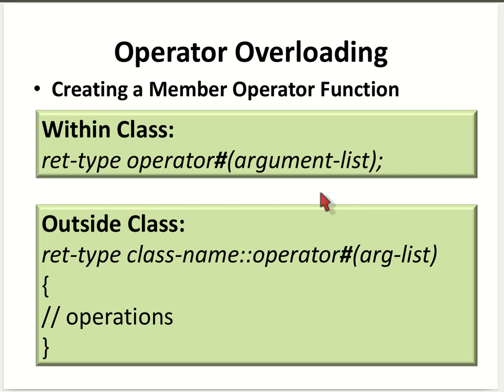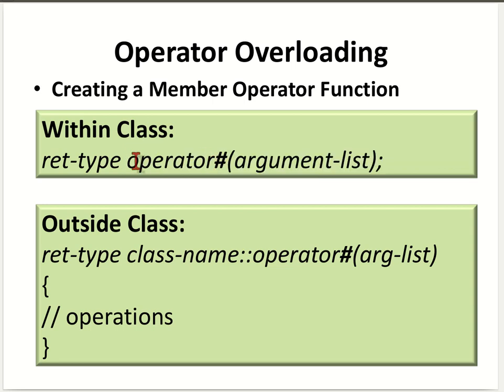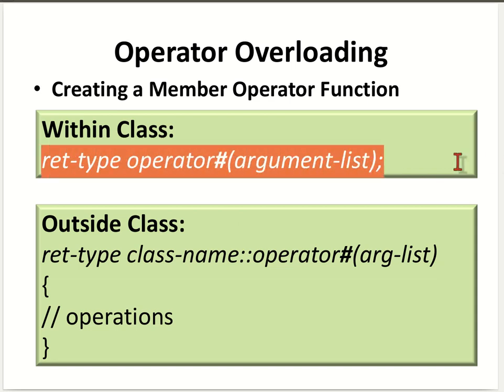So how will we create an operator function? We will create the operator function with the operator keyword. Here you can see the operator keyword. Along with this will be your operator, whichever operator you want to overload. If we are defining it within the class, you can just type it like this.